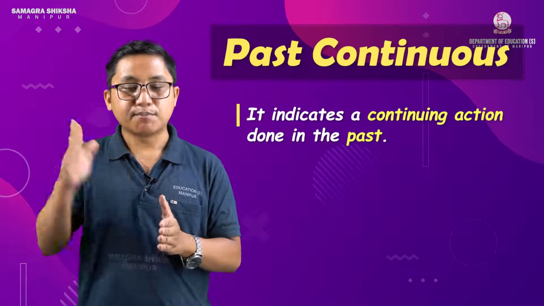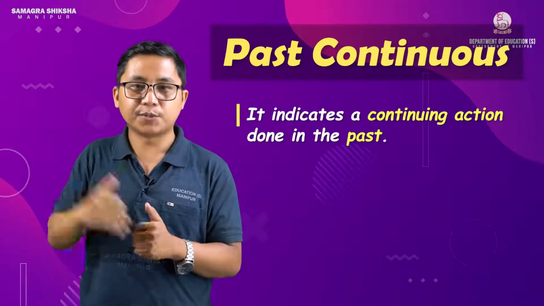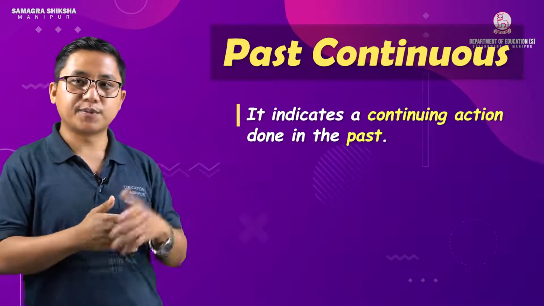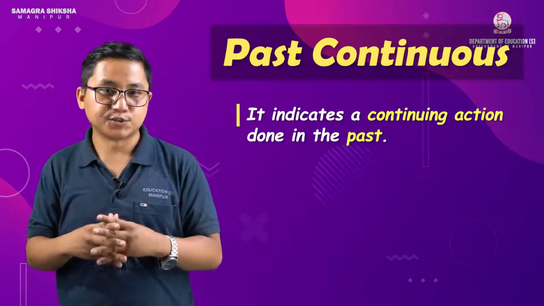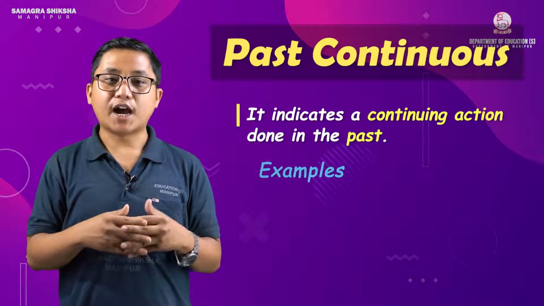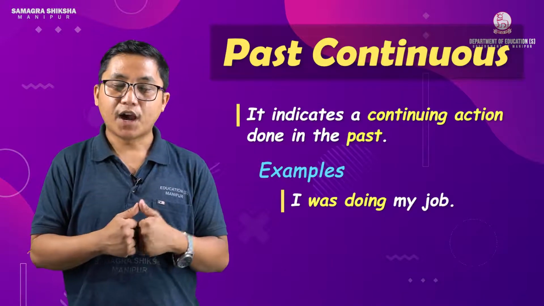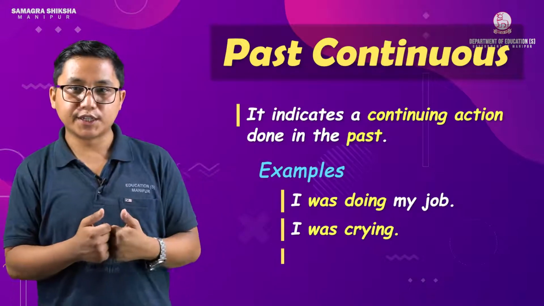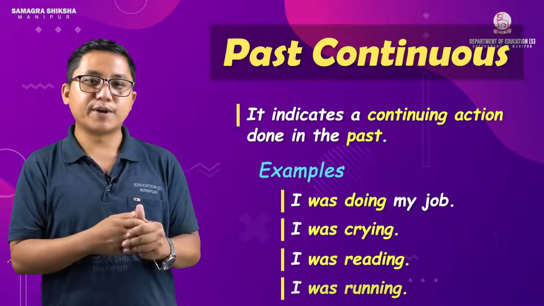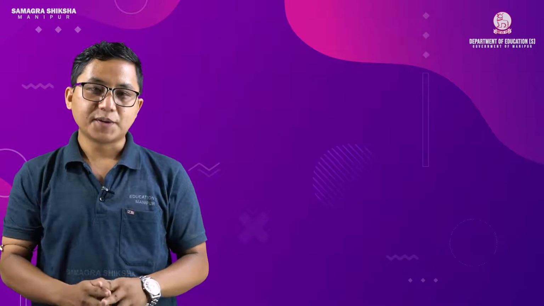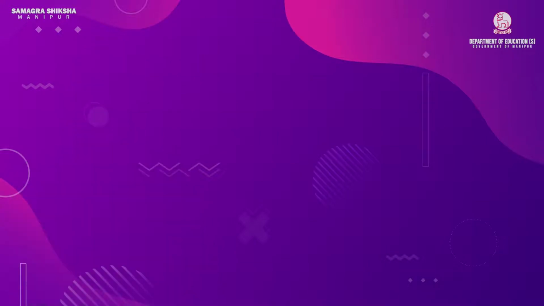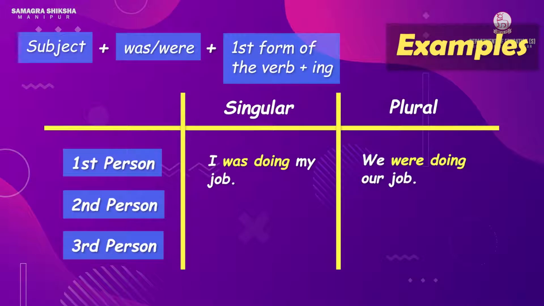So suppose when I say I was doing my job, I was crying, or I was reading, I was running, all of these are past continuous. See here, when I say I was doing my job, what do we use here? One continuing verb, do, or rather doing.